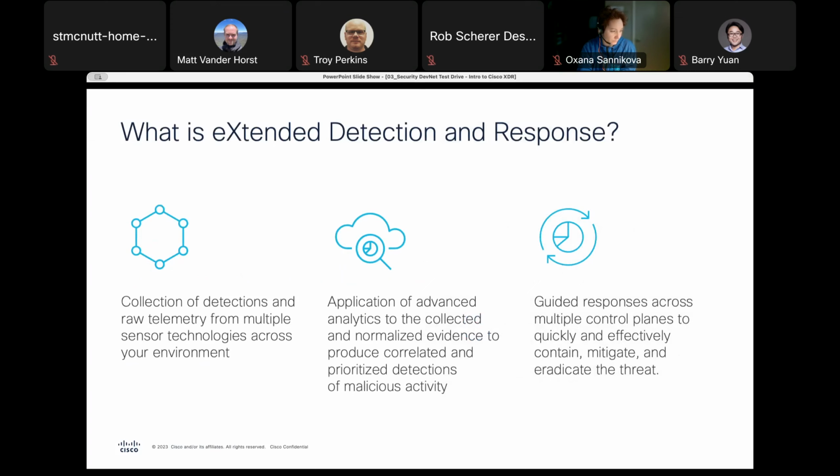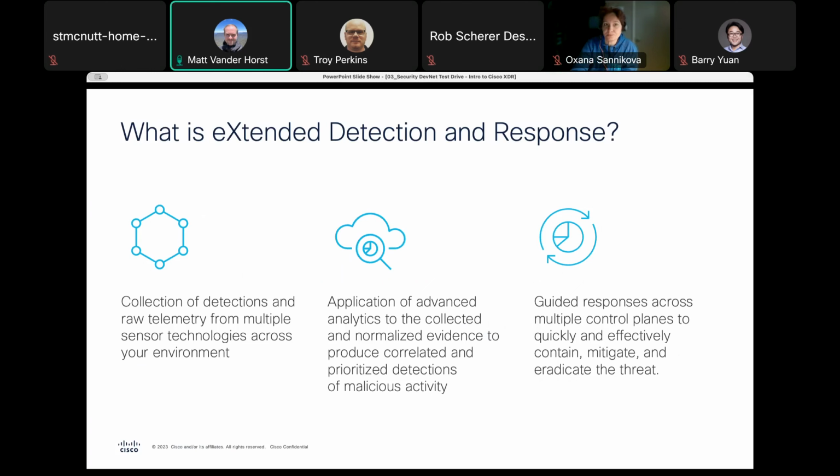So first, what is extended detection and response? This is a pretty common industry term now. There's a lot of vendors using the XDR acronym. We're not the only ones, we're not the first ones. But essentially, extended detection and response is a collection of detections and telemetry from multiple different technologies or sensors or things across your environment. So the idea is let's take all of the existing products that you have, let's take all the existing detections and telemetry, bring them as close together as possible, and generate more high fidelity detections.